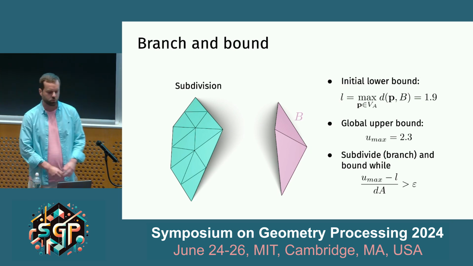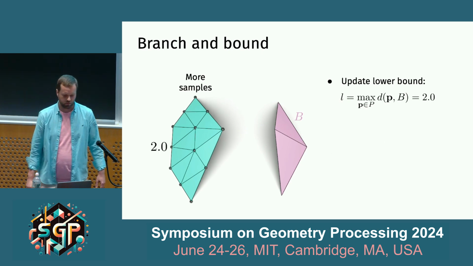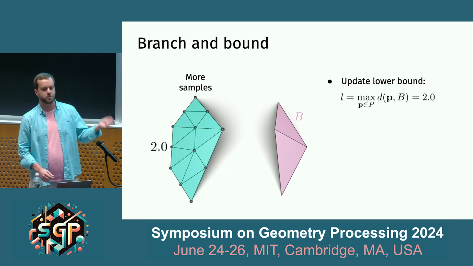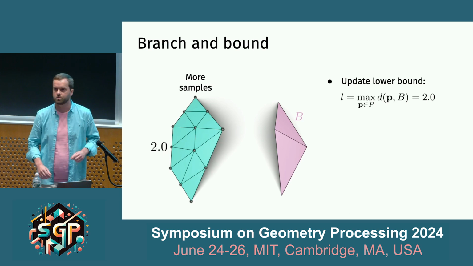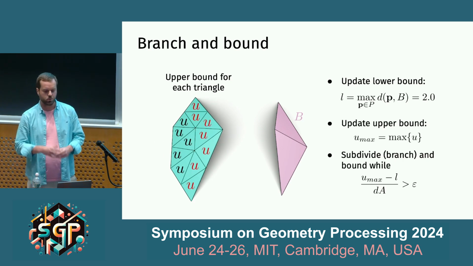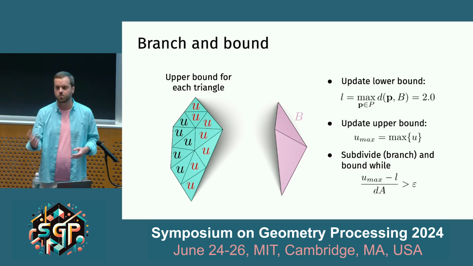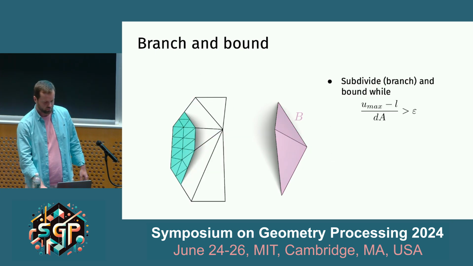The surviving triangles are subdivided using midpoint subdivision, leading to more vertices and more triangles. The distances from the new points to B are calculated, and the lower bound is updated, in this case, to 2.0. Then upper bounds for each new triangle are calculated. Triangles with upper bound smaller than the lower bound are discarded. The others proceed, and the maximum upper bound is also updated. This process continues while the prescribed tolerance is not satisfied.